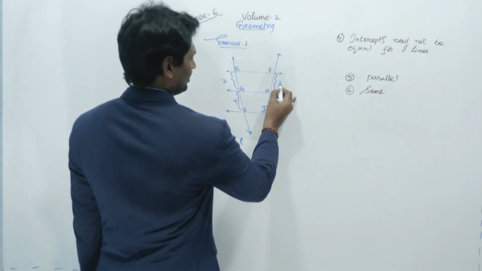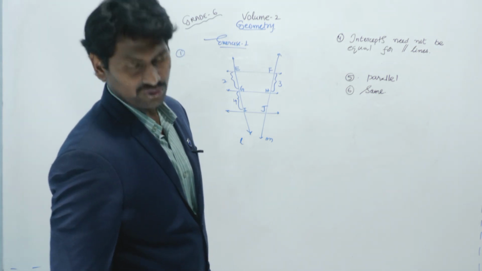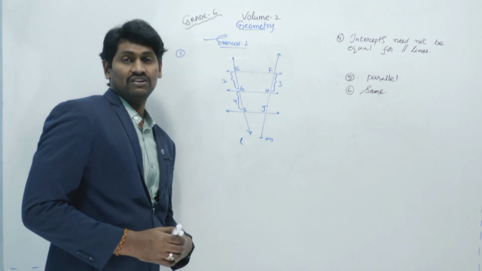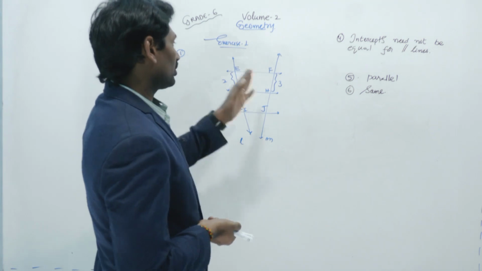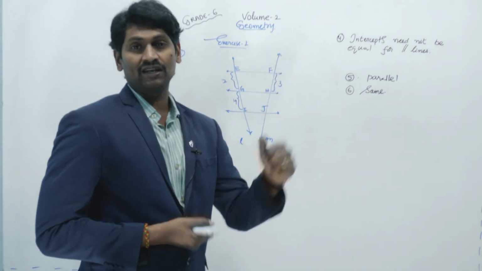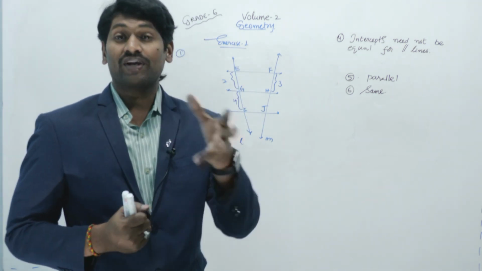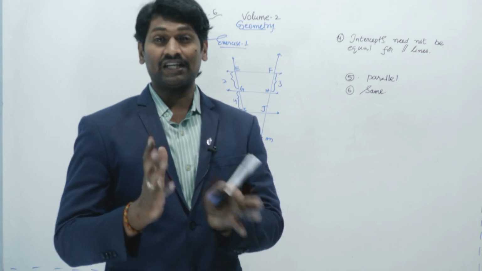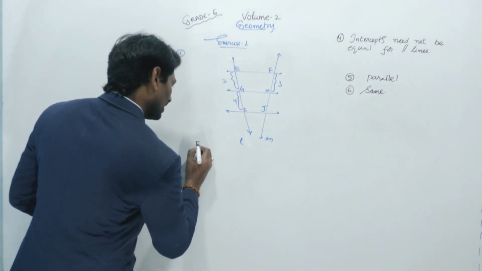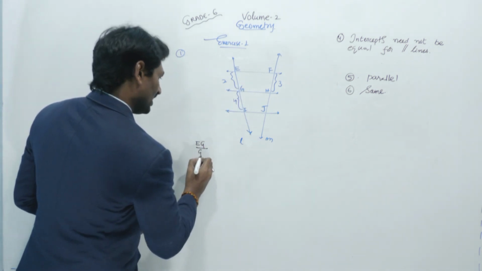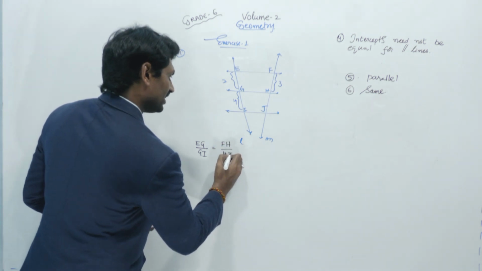F to H is 3 centimeters, and we need to find H to J. We already discussed that if two transversals are intersected by parallel lines, the given intercepts are in the same ratio. They cannot be equal, but the ratio must be equal. So from this we can write that the ratio EG by GI is equal to, from the figure, FH by HJ.